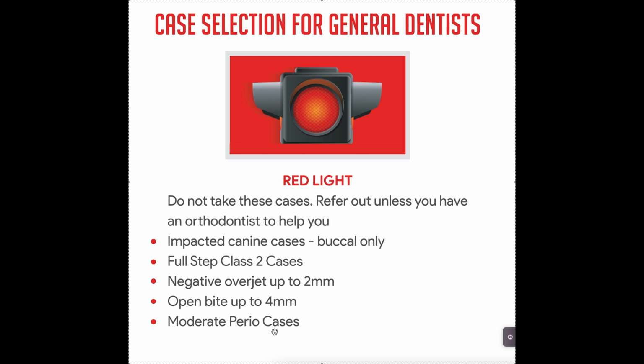And then also moderate perio cases. Any cases, even if it's not a hard case, that has moderate perio, so many weird things can happen. It's still a red light case. That means you need an orthodontist to help you out with those cases, no matter what. All right. Otherwise, these are all referral out cases. These are ones, do not pass go. Refer it to your neighborhood friendly orthodontist. They can handle it. Thanks.